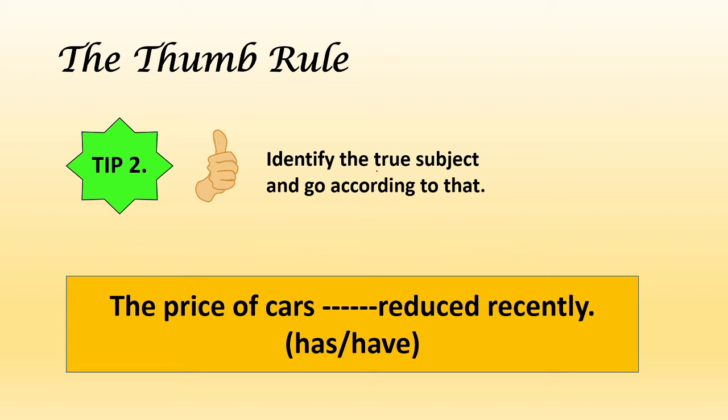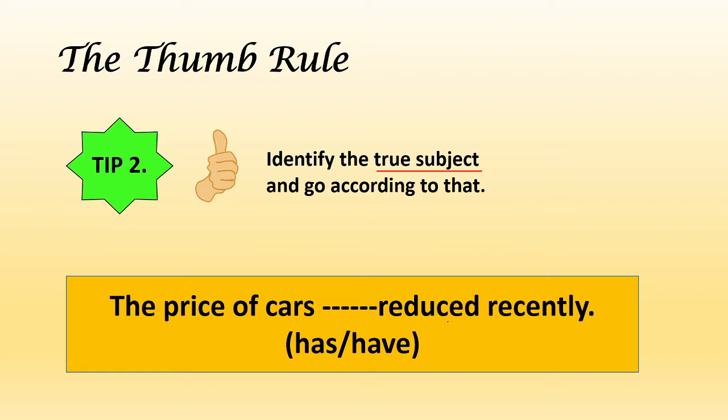So identify the true subject means जो असली subject है, the sentence which is talking about that particular subject, you have to identify that. जैसे ना in this sentence, the price of cars dash reduced recently. Is the sentence talking about price? Yeah, sentence is talking about cars. So you have to identify cars subject hai ya price subject hai. So for that you can pose a question here.